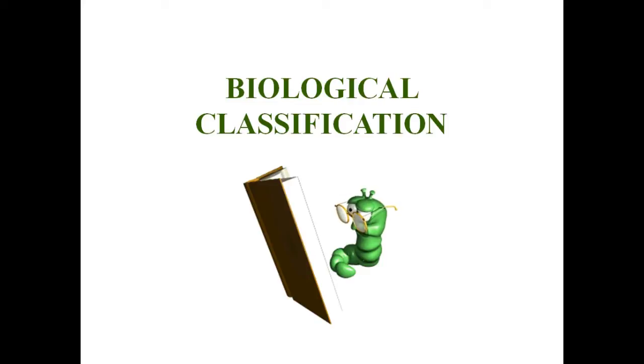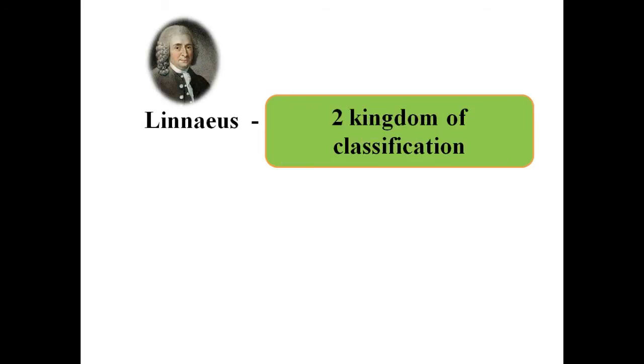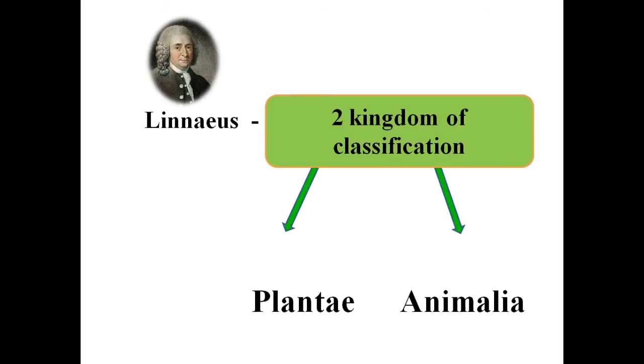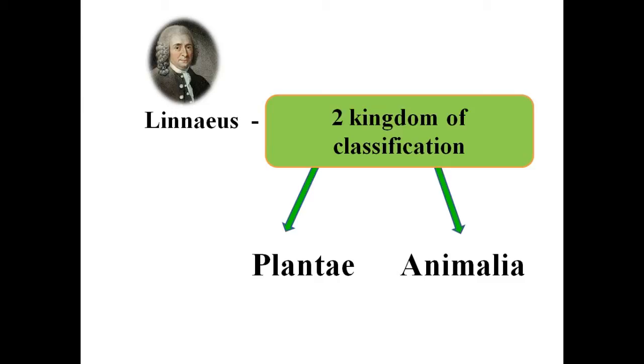So it is needed. The organisms of the past cannot be studied without a proper system of classification. So it is very important to study. There are two types of classification: one is the two kingdom classification, and the other one is the five kingdom classification. Linnaeus proposed the two kingdom classification. One is Plantae and another one is Animalia.